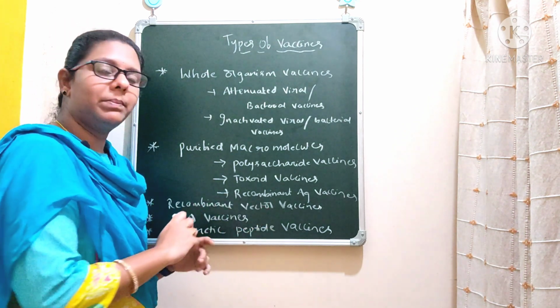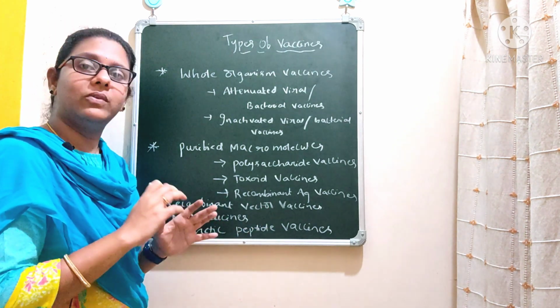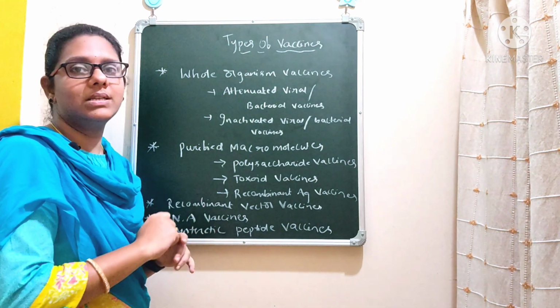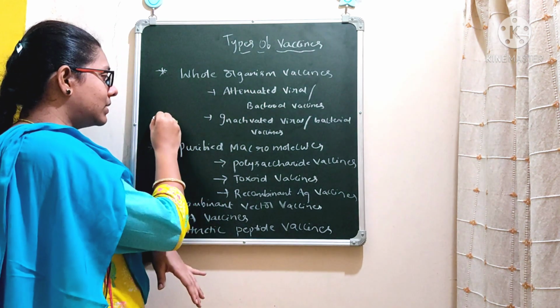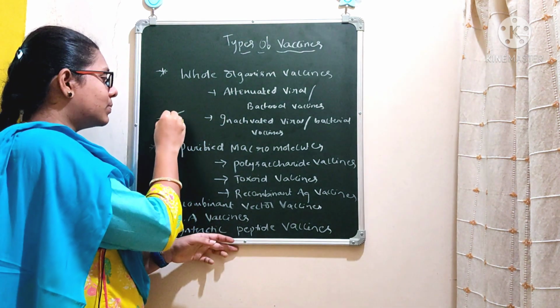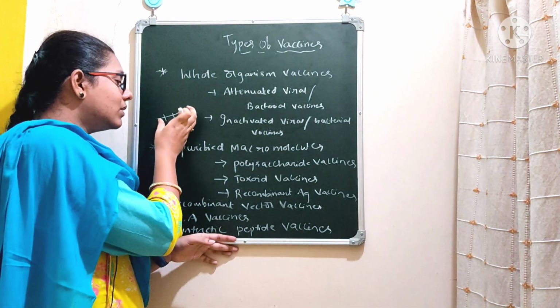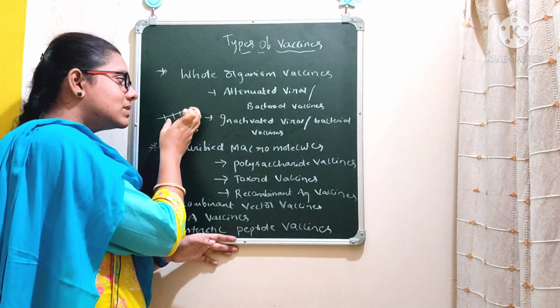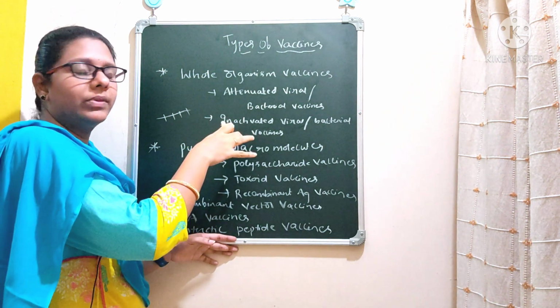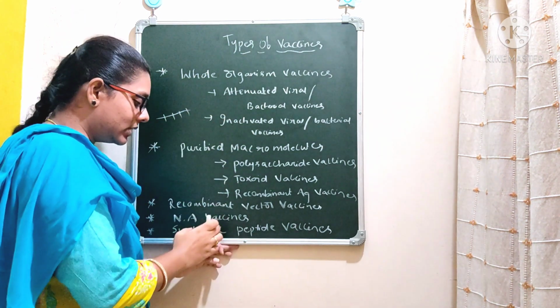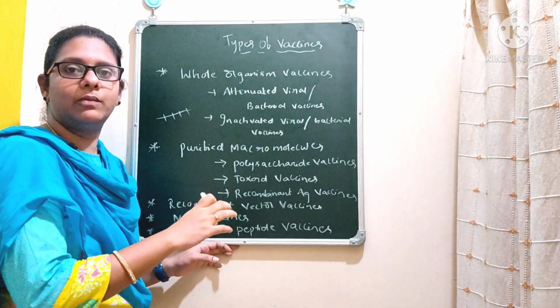In synthetic peptide vaccines, we need to know the amino acid sequence of a protein. For example, this is a protein, right? In this protein we'll have a different combination of amino acids, right? And we need to know the amino acid sequence of that particular protein. With that knowledge, we can go with the preparation of synthetic peptide vaccines.